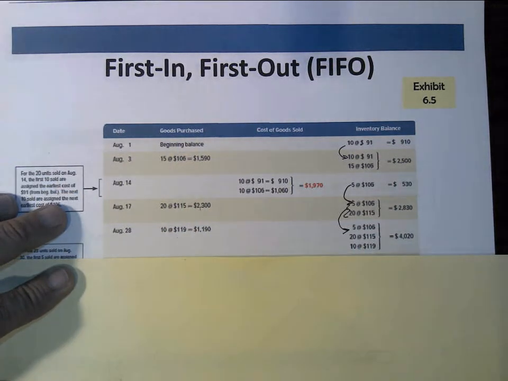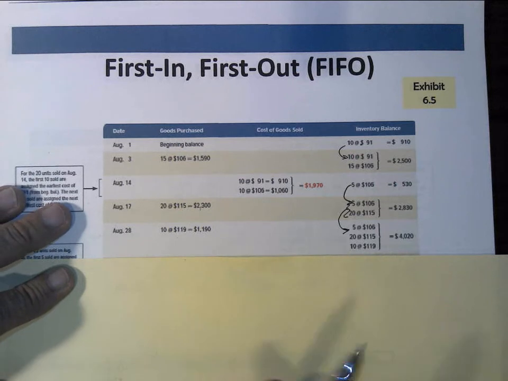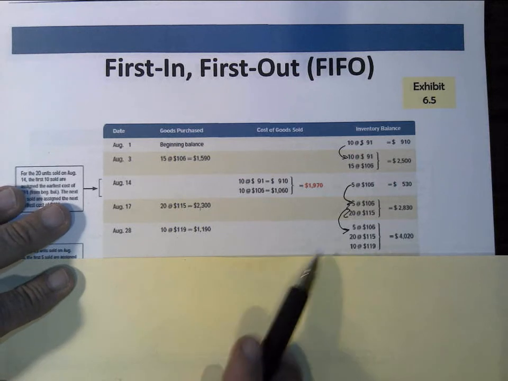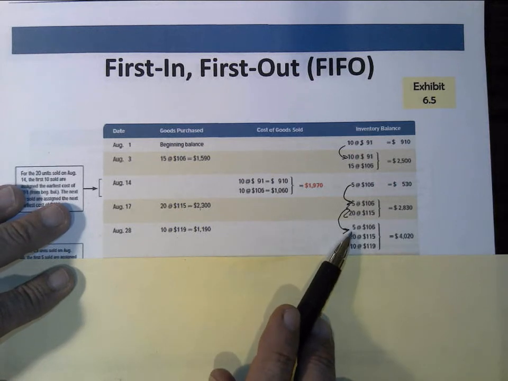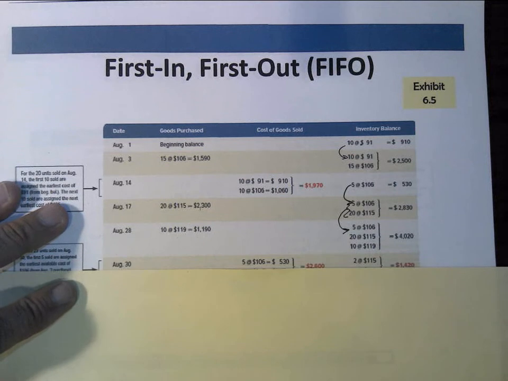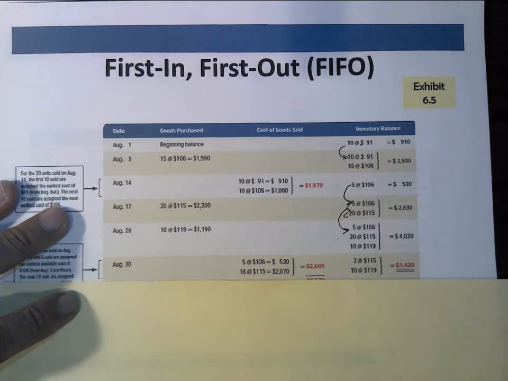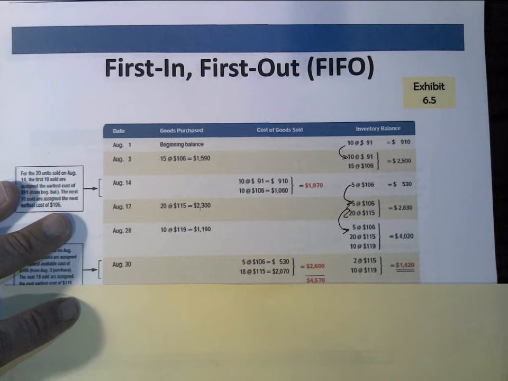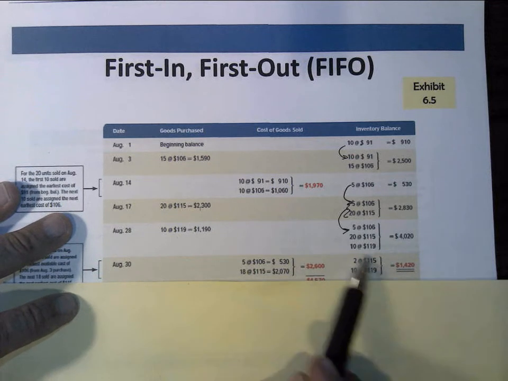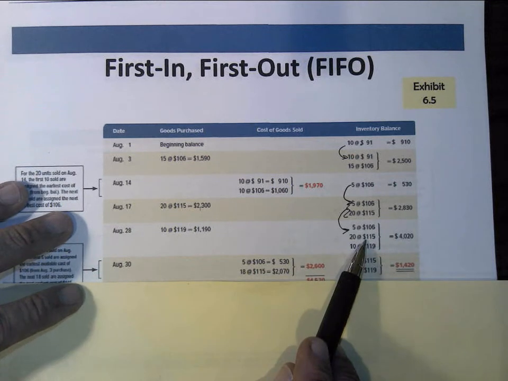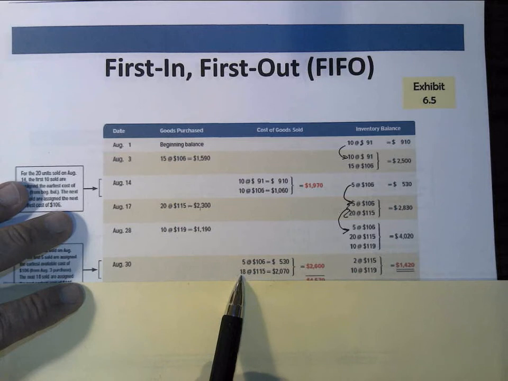Now, the very last thing we do, August 30th, we sell 23 units, right? 23 units, but I start where? At the top of the list. So I start with 5 of those. We sell 5 of them at a cost of $106, and then it takes 18 out of the $115 layer to make my 23 units that I sold, okay?